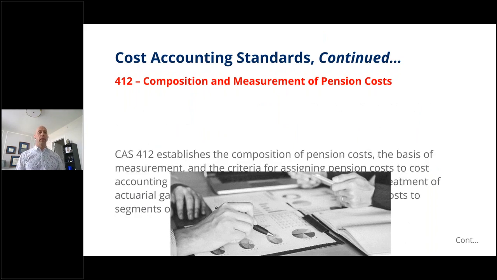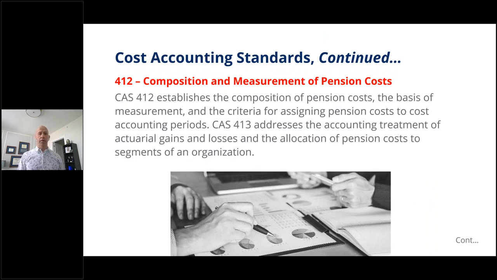CAS 412 deals with the composition and measurement of pension costs. When we talk about pensions here, we're primarily talking about defined benefit. There is a defined contribution aspect of this, but typically it is not much of an issue for most companies, because the defined contribution is very clearly defined up front. It's a periodic expense. We incur the expense, we pay the expense. As long as there's not a situation where you're incurring the expense and not paying it for some reason, which would be a whole other conversation, defined contribution plans usually are not much of a problem here.